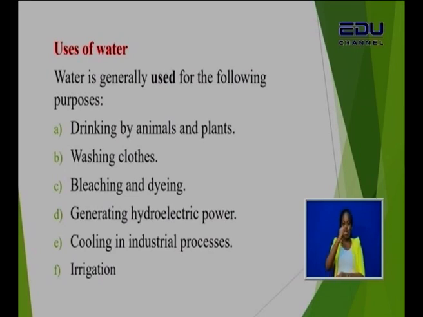And we have already said irrigation. Can I mention just one? A quick one that we also do on the other side. We also use water for transport. Good. I didn't mention it.